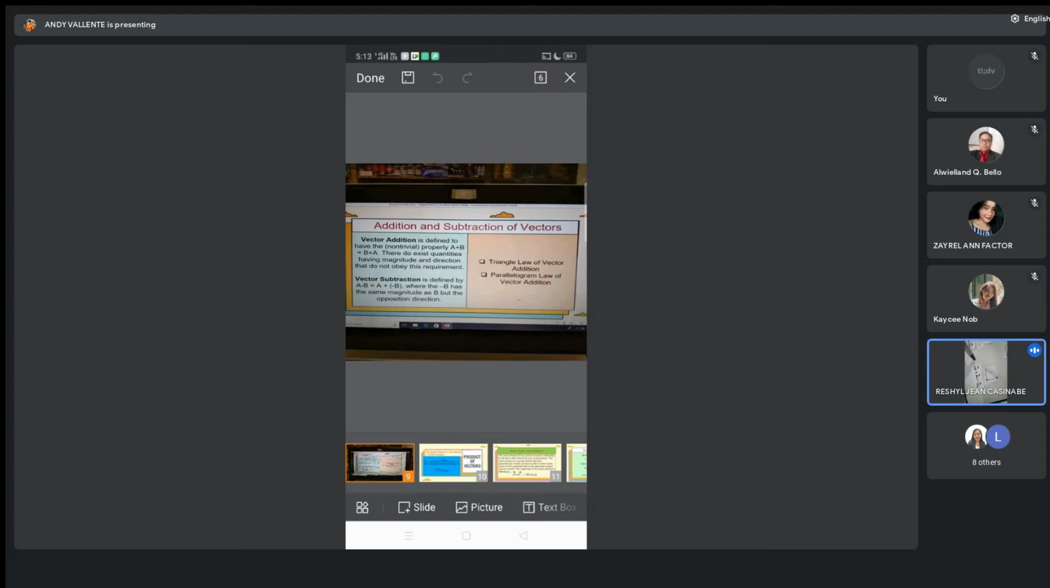Now, consider this triangle OAC, which represents vector A and vector B. According to the triangle law of vector addition, this side OC represents the sum of vectors A and B. We can also write this as vector OA plus vector AC is equal to vector OC. Therefore, we get the same result. Whether we use the parallelogram law or the triangle law of vector addition, we still get the same result. Now let's proceed to the subtraction of vectors.